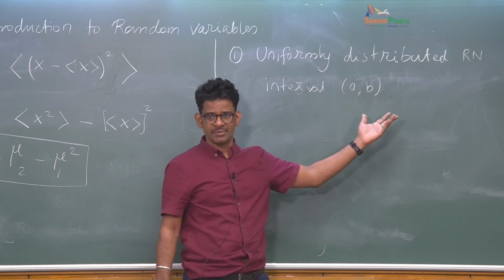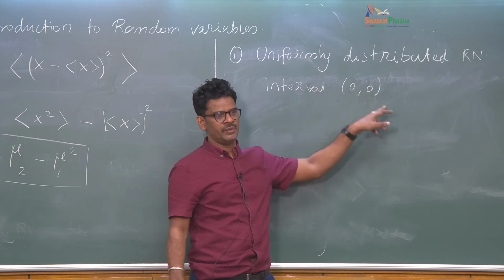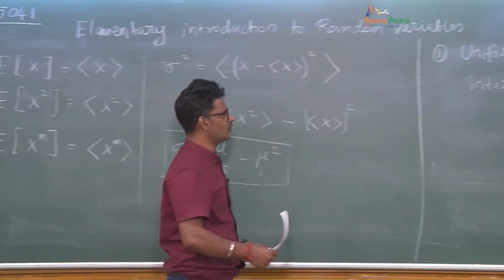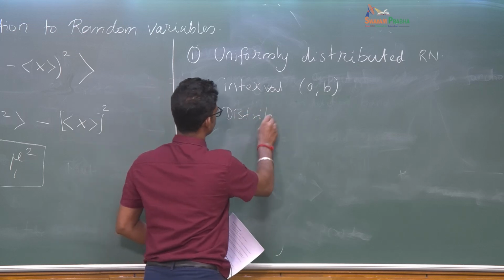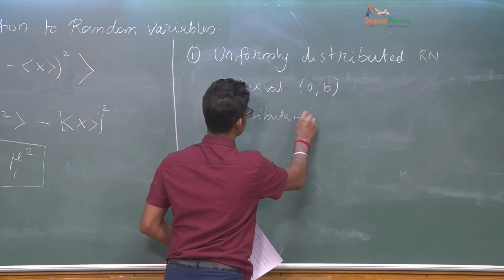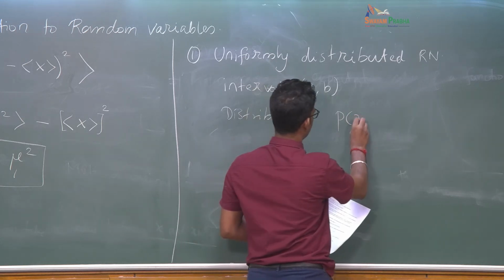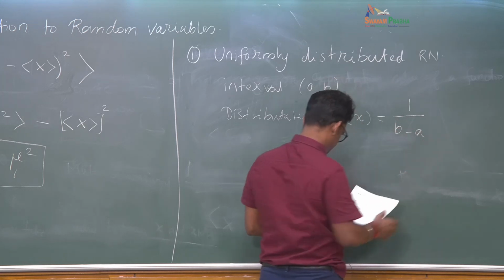It's a continuous variable starting from a, ending at b. Any value in between, the variable can take. So that is a possible set. Then we also have to give the distribution. So here we say that P of x is 1 by b minus a.